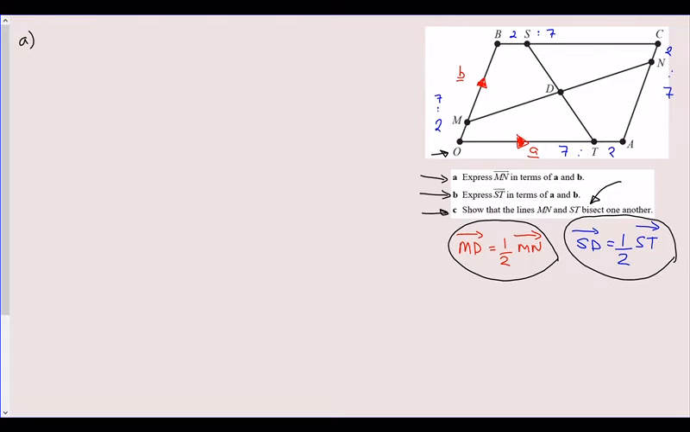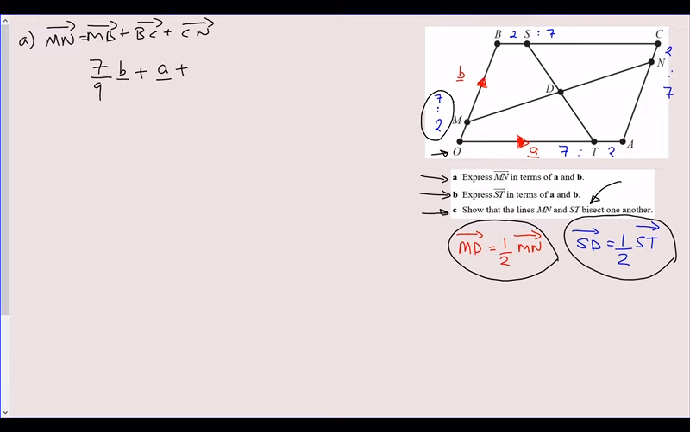So we're looking to try and get the vector M to N, which is M to B plus B to C plus C to N. Now, I've already populated the diagram with the ratios of positions M along O to B, and that can be very helpful to then just focus on the diagram itself and pick out information that I need. So M to B I can see is going to be 7/9 of O to B, which is 7/9 of B. B to C, well, that's parallel to O to A, so that's A.